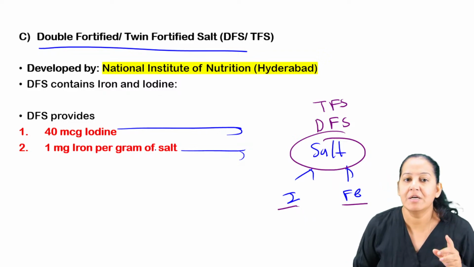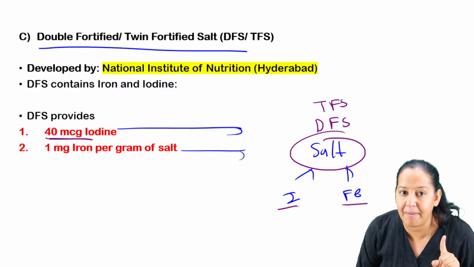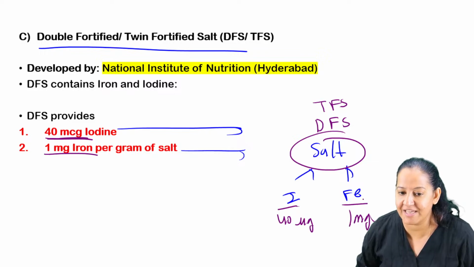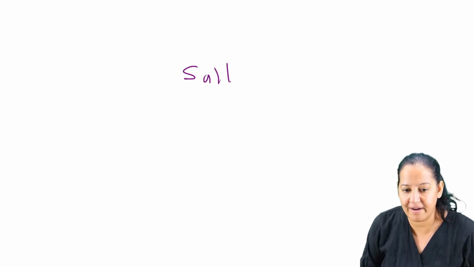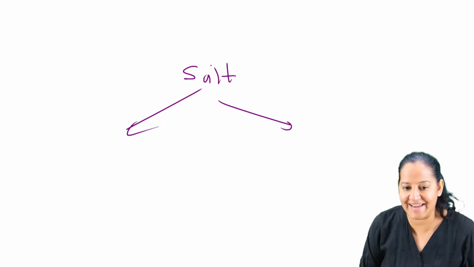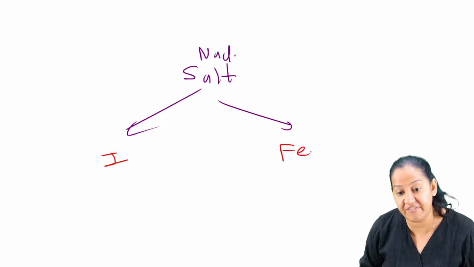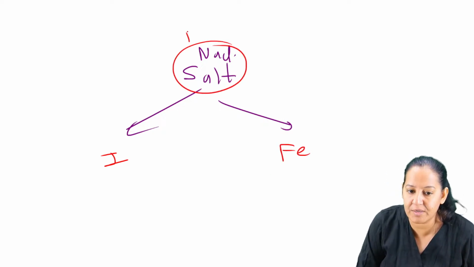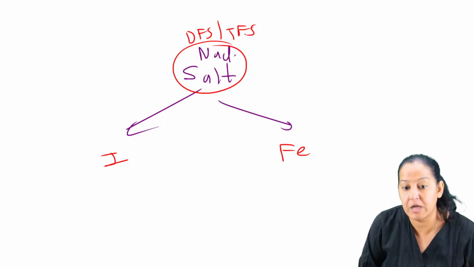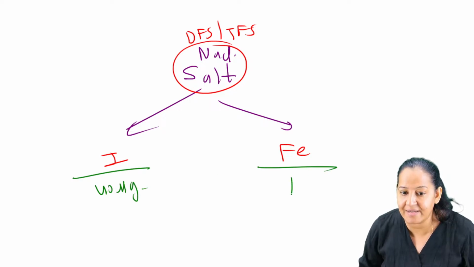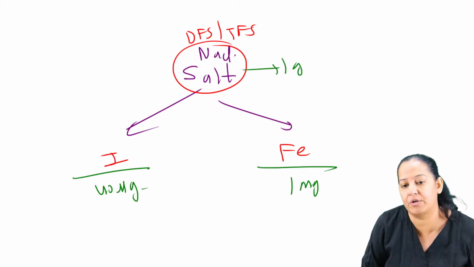How much iodine? How much iron? So 1 gram contains 40 microgram of iodine, and 1 gram contains 1 milligram of iron. So 40 microgram and 1 milligram are present in 1 gram of the salt. You are getting my point? So we are taking salt and mixing two things in the salt. Salt is NaCl. We are mixing two things in it. Number one, iodine. Number two, iron. We are doing double fortification. So such a salt is known as double fortified salt or twin fortified salt. Iodine is 40 microgram and iron is 1 milligram in 1 gram of the salt.